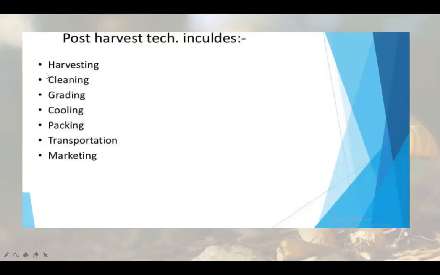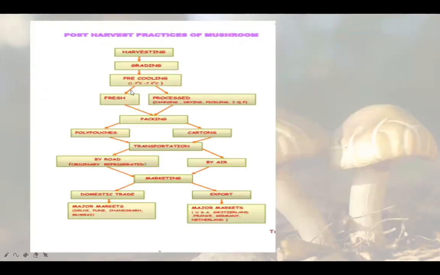See, these are the points. Harvesting means plucking of mushrooms, then cleaning, grading. Grading means separation according to their quality, and cooling. You can cool the mushrooms, like for freezing. This kind of thing comes under cooling. Then packing, then transportation, and then marketing. These are all post-harvest technology. It is also the same.